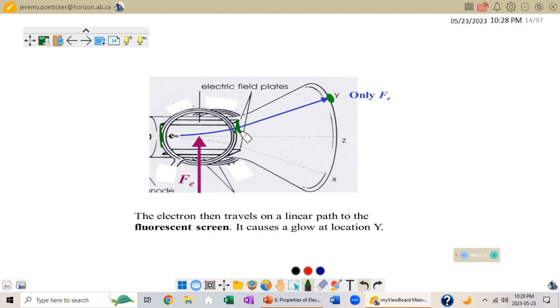Imagine, if you will, a weight or something like that on a string. I can be whirling it around my head. As soon as I let go of it, it goes in a straight line. Okay, then we get a glow at location Y. Beautiful.